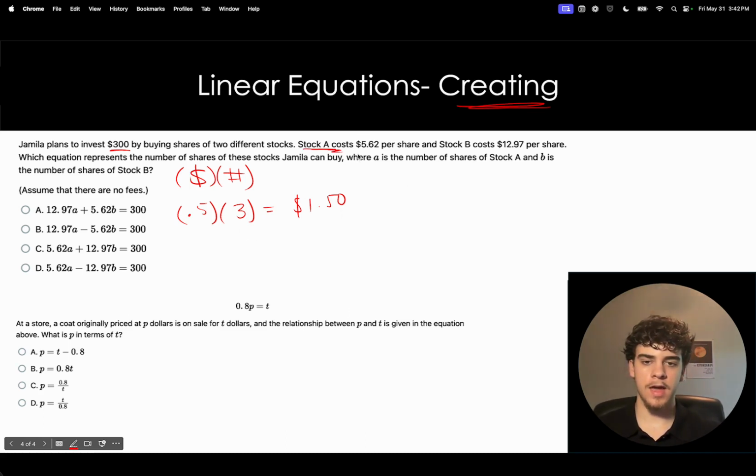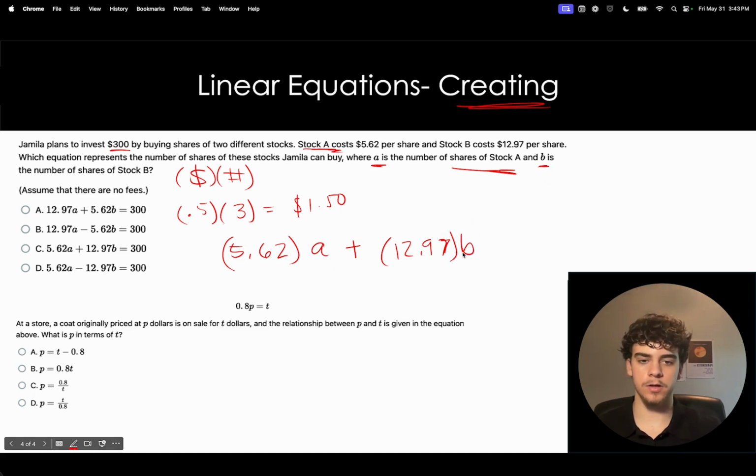And so when we're solving for the total cost of stock A and stock B, what we can see is that for stock A, the cost we already know is $5.62, so we're going to write 5.62. And then for the number, we're told that lowercase a is the number of shares of stock A, so we're going to multiply this by A. And then, since we're looking for the total cost of A and B, we're going to add this for stock B. Now for stock B, the cost is $12.97, so we're going to plug that in. And then for the number of shares, we're told that that is represented by lowercase b, so we're going to put that in. Now this represents the total cost of all of the stock A and stock B.